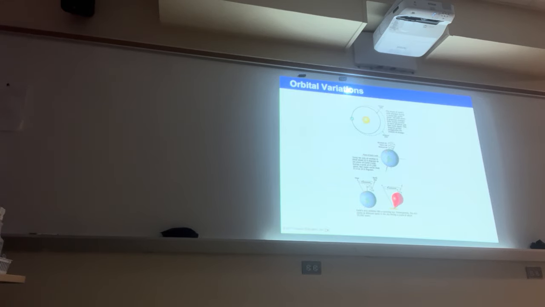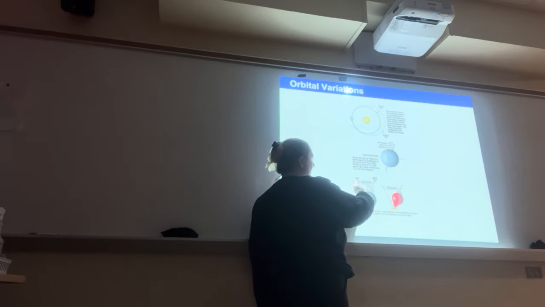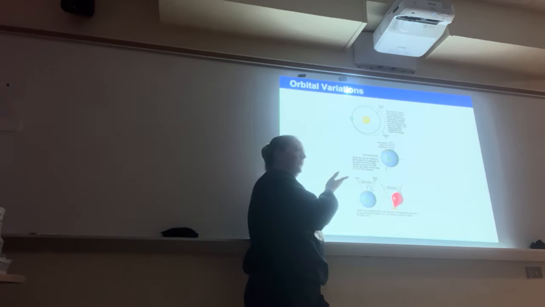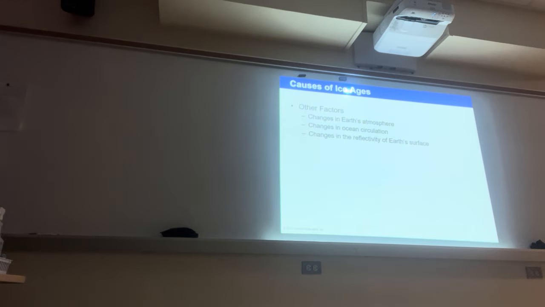Here we have obliquity, so how tilted is the planet, anywhere from 21.5 to 24.5 degrees. This cycle takes about 41,000 years to complete, going from one to the other. And then precession is that spinning of the top. Earth's axis wobbles. It takes about 26,000 years for this cycle to complete. Right now, like I said, the North Pole points right towards the North Star. When we're at the other end of our extreme in precession, we point towards Vega, so that would be our North Star at that time.